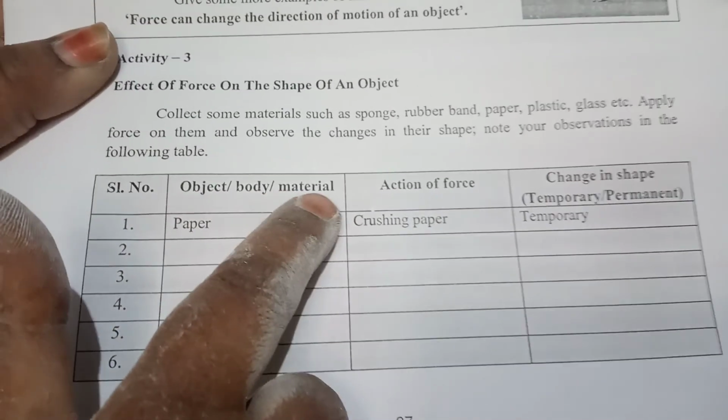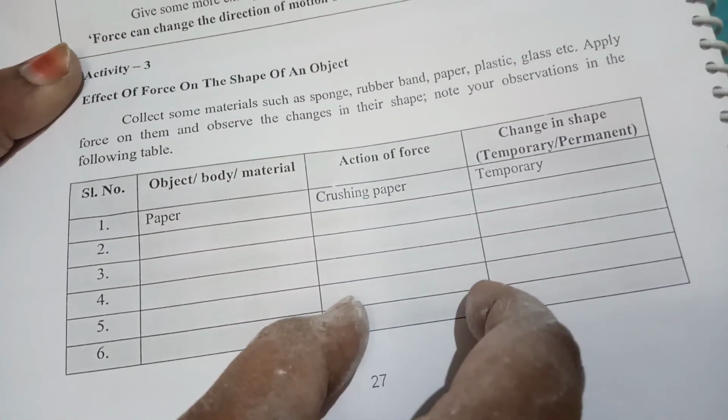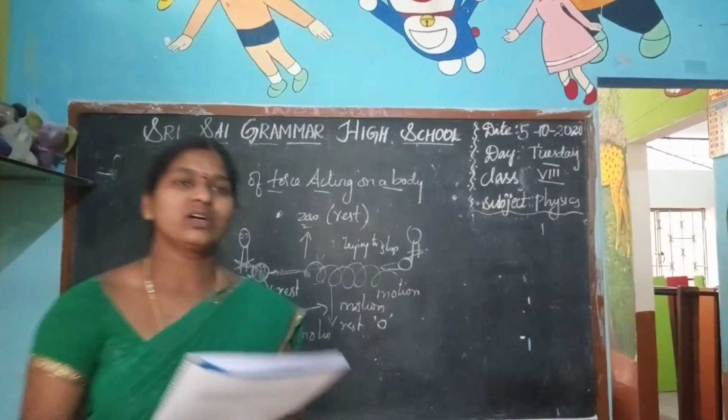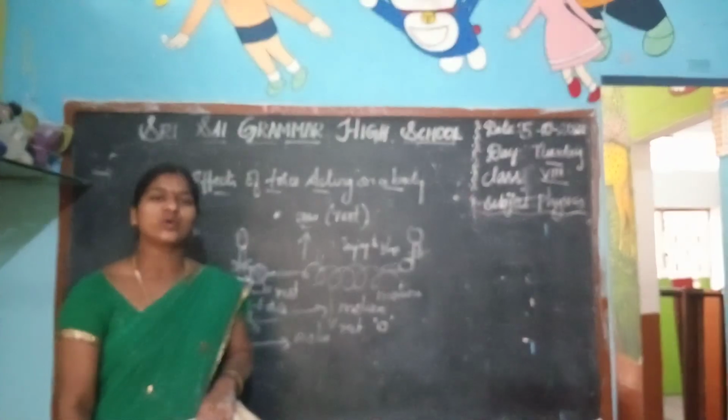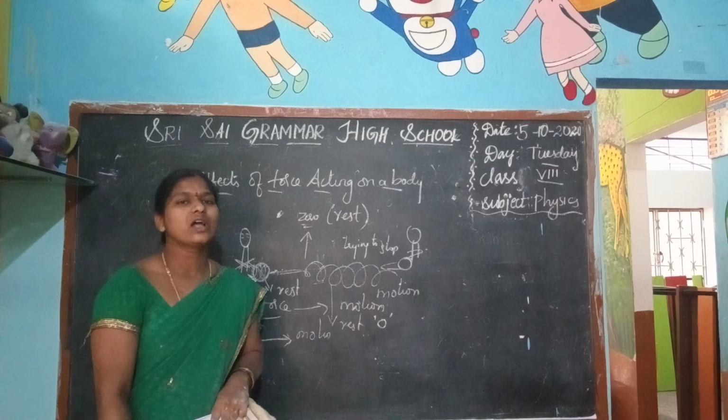Whatever object you take, write the object and material, the action of the force, and the change in the shape. I'm going to explain in the next class. Okay, try to give some more examples of how a body at rest is going to be changed in motion. Okay.